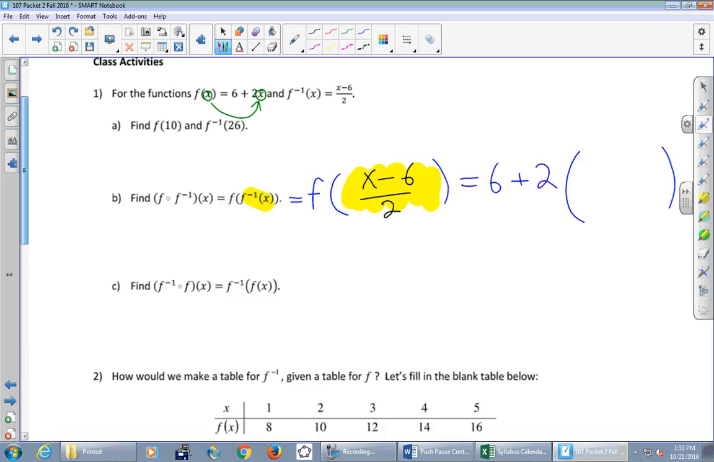So what was in the parentheses? It's the stuff that was highlighted in yellow. X minus 6 over 2 is it. The algebra here is going to be pretty easy, and I hope it's going to be somewhat satisfying at the end. But that's the hardest step right there. Are there questions on what we just did?